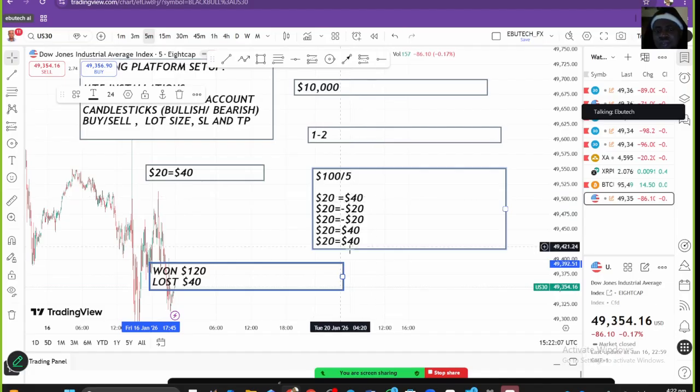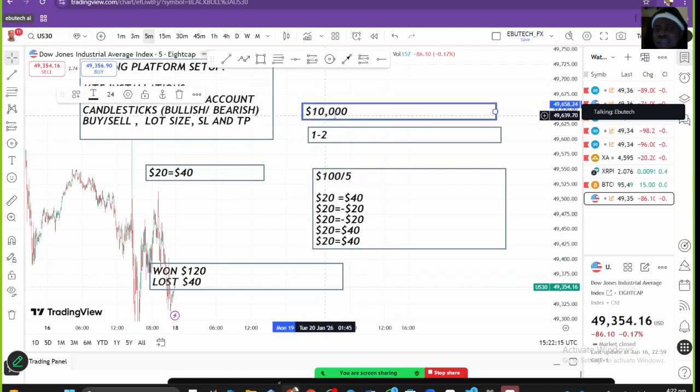After you might have taken like 5 trades, remember, you are just risking 1% of your account, of this $10,000 account. 1% of this $10,000 is just $100, and that $100 we are dividing into 5. You understand? That $100 into 5 gives us $20, so we are risking $20 per trade.